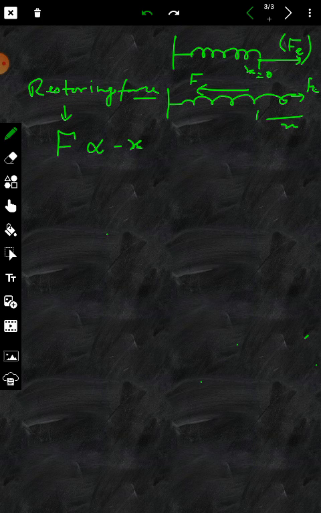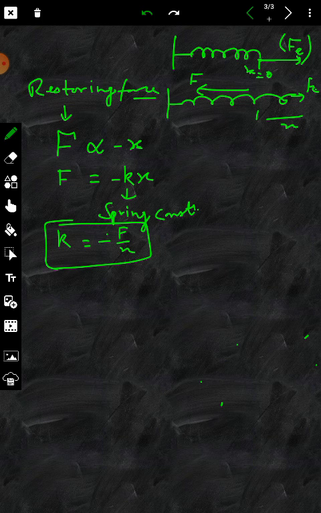According to Hooke's law, this is the relationship between the restoring force and the displacement happening, and this restoring force becomes equal to minus k into x, where k is the constant of proportionality and it is called the spring constant. It is a constant for the spring. It depends upon the property or material of the spring. It is also called the force constant, and the value of this k can be written as minus F upon x. So this is how we understand the spring constant.